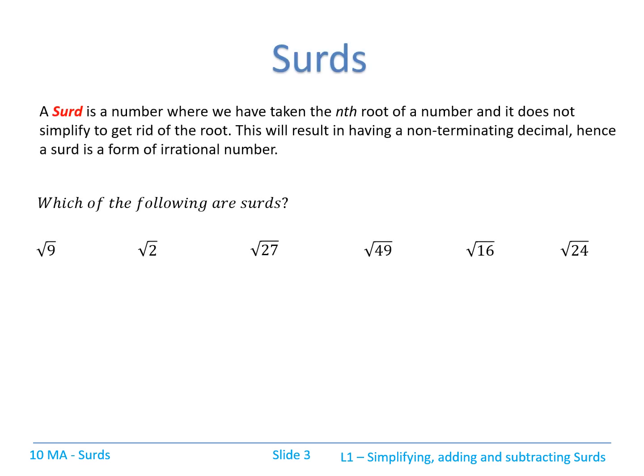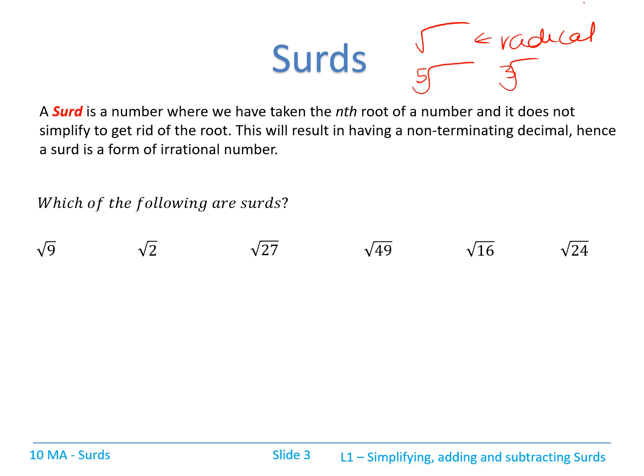Okay, a surd is a number where we take the nth root of a number and it does not simplify to get rid of the root. The root sign is otherwise known as a radical. You can have the 5th root or the 3rd root. And when I simplify it, it's not a whole number or a fraction. It will become a non-terminating decimal, so it doesn't have a pattern, and it is an irrational number.